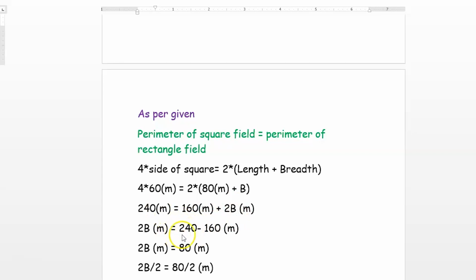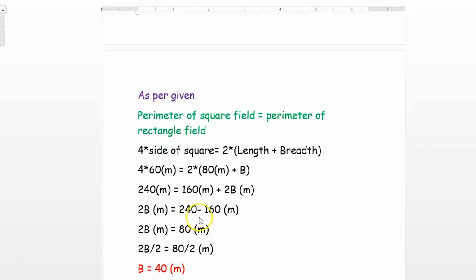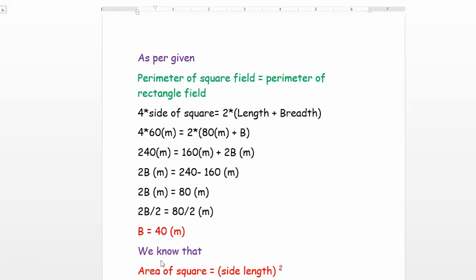So 2B meter equals 240 minus 160 meter. Here it is plus, so when it moves to the other side it becomes minus 160 meter. If you subtract 240 minus 160, we get 80 meter. So 2B equals 80. Now we are going to divide by 2 on both sides of the equation. So 2B divided by 2 equals 80 divided by 2. So we get B equals 40 meter. So we have found out the breadth of the rectangular field.